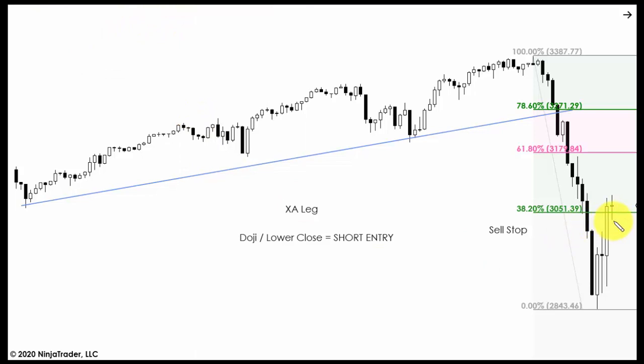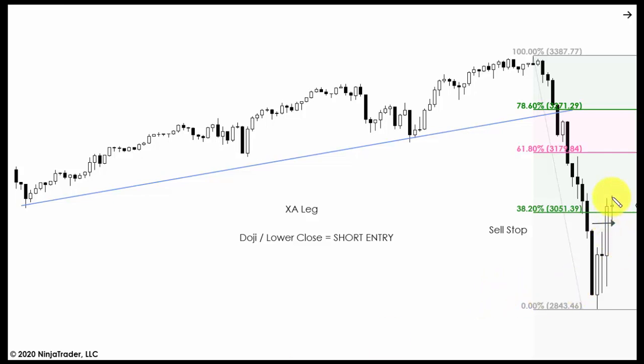So we take the lowest low of the doji right here, and then we'd look to sell right there on a stop. And in the course, I get a little more specific into how to use an ATR or volatility-based sell stop.